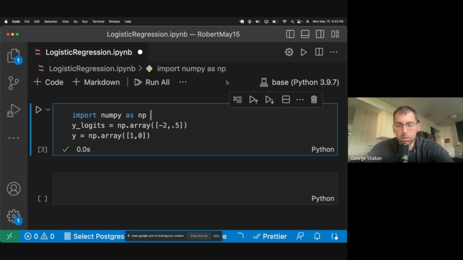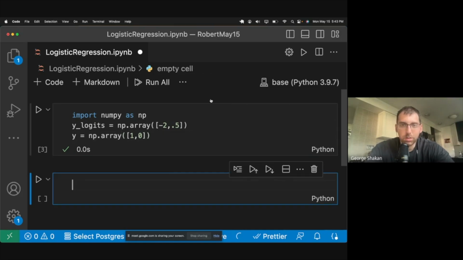I have a notebook open and I just have a couple of vectors defined in NumPy just to give us a little sample of what's going on, but don't worry about the actual numbers too much. Okay, so Robert, it's on you. What do you want to start with first?